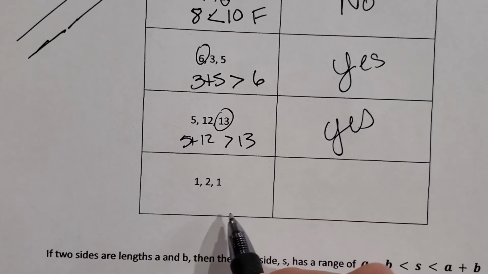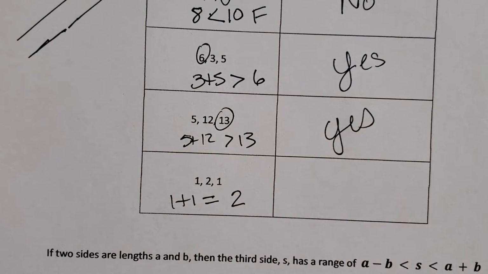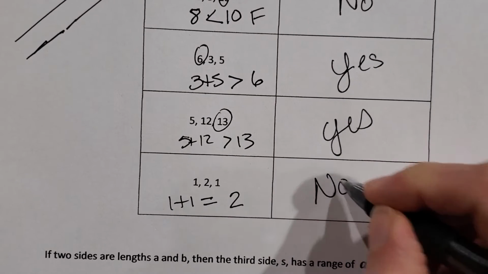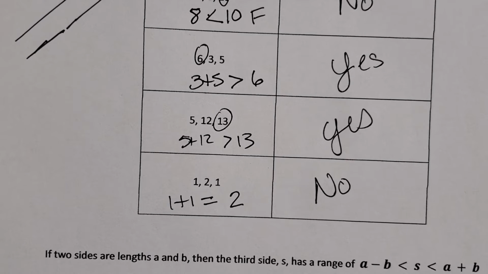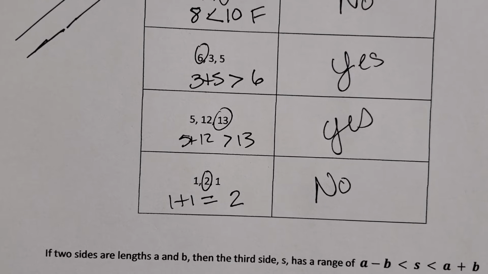And here, sometimes this tricks people. 1 plus 1 is 2. It's not greater than 2. So this does not make a triangle, because remember, those two sides have to be greater than that biggest side if you're given all three parts.